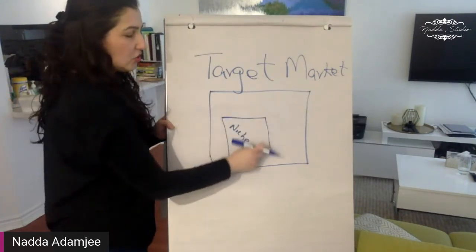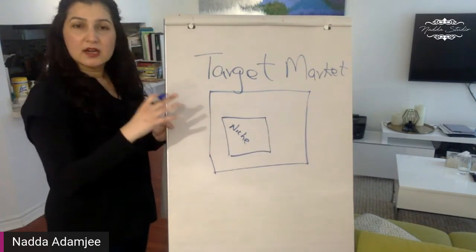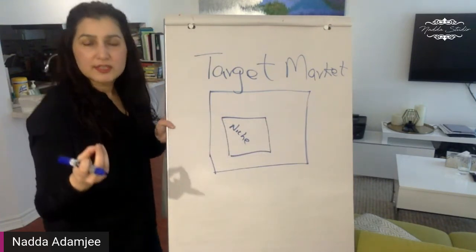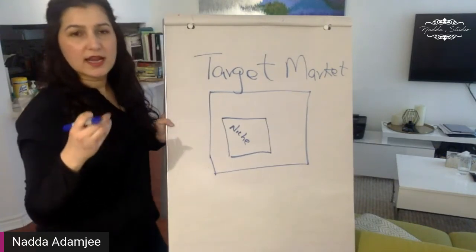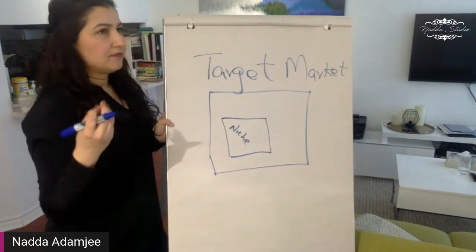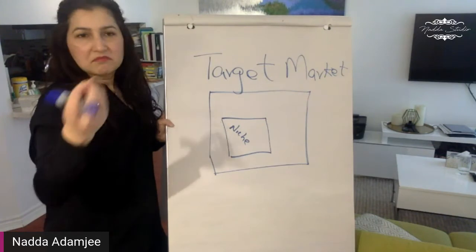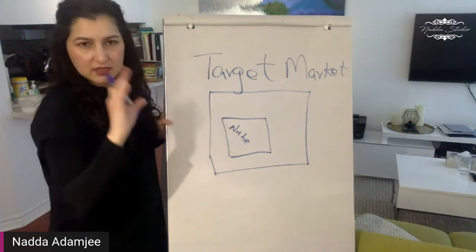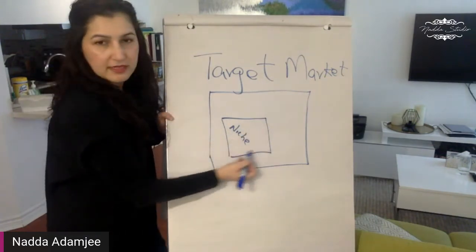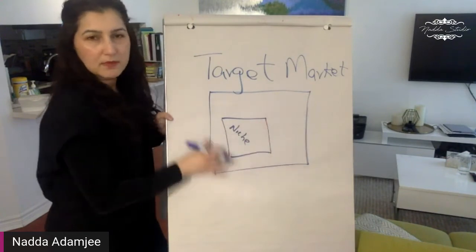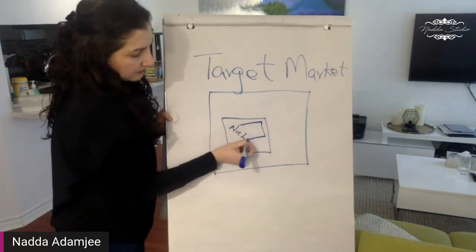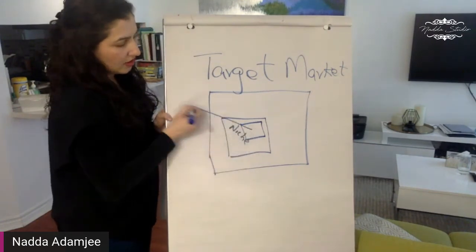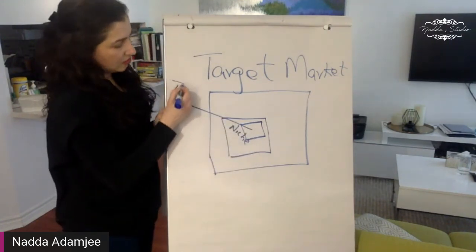And then the niche within that is women who are interested in technology, women who are interested in selling online, women who are personal brands or stuff like that. So that is a further niche within the bigger target market. And then within that is your tribe.